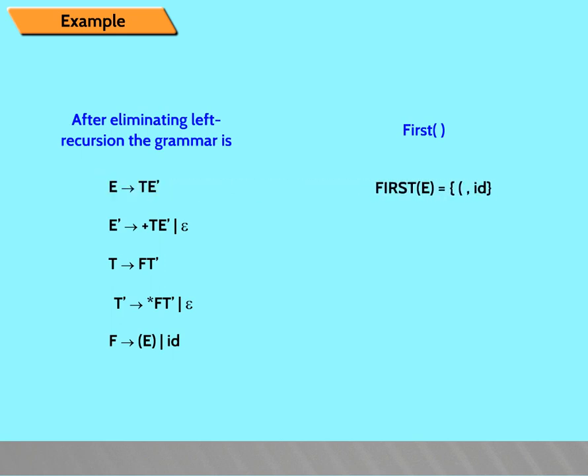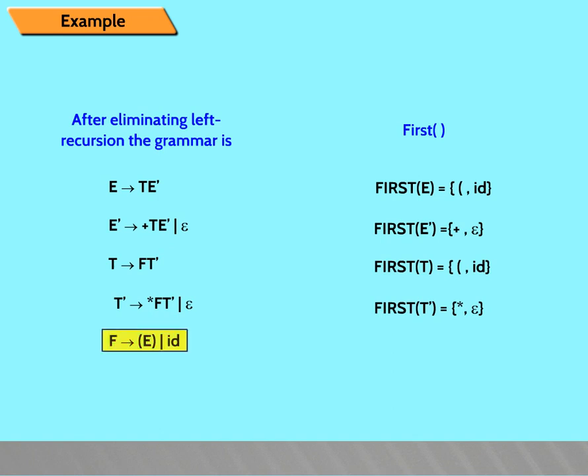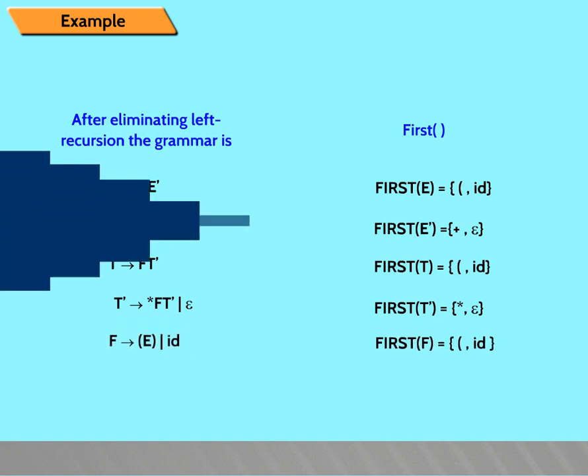FIRST(E) = { (, id }. FIRST(E') = { +, ε }. FIRST(T) = { (, id }. FIRST(T') = { *, ε }. FIRST(F) = { (, id }.